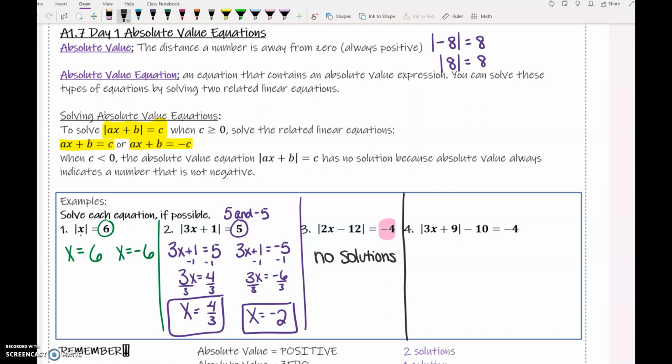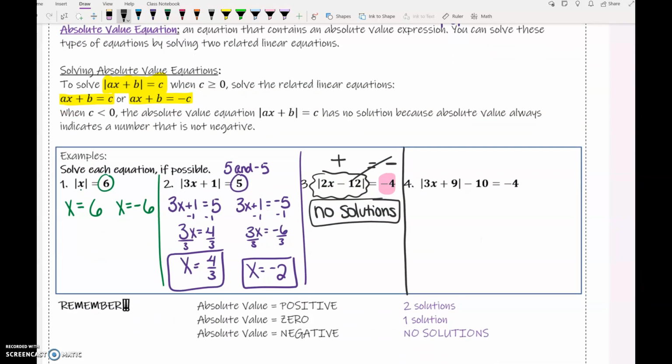The left side of the equation is absolute value. This is going to always result in a positive number. The right side of the equation is negative. Can a positive equal a negative? No. So there are no solutions. So if absolute value equals a negative, no solutions.